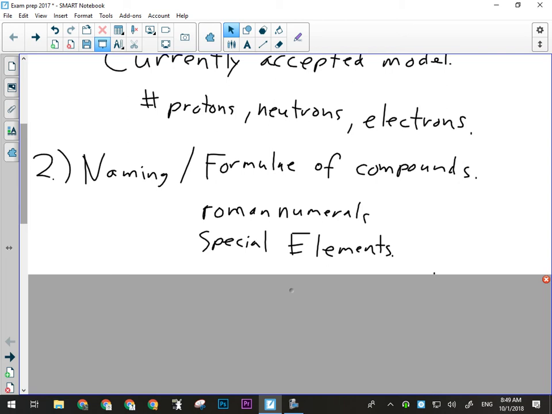Do Roman numerals appear in chemical formulas? No, they only appear in names. Those are places where people make mistakes. And then our special elements, that's the other one, because that can really mess up your balancing if you forget that nitrogen comes as a 2, or sulfur comes as an 8, or phosphorus comes as a 4, or whatever. Make sure that we remember our special elements.